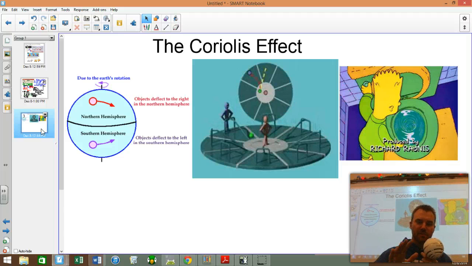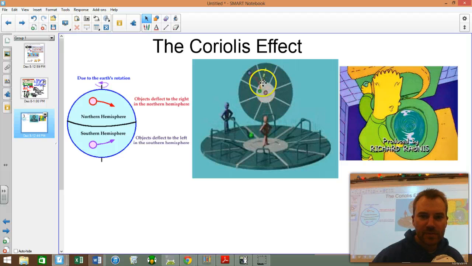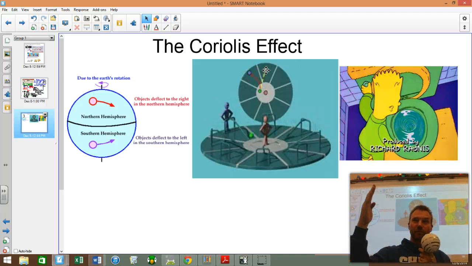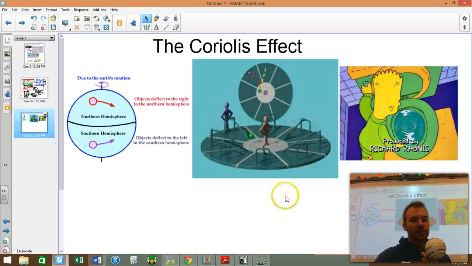The Coriolis effect is just an apparent motion. It's really traveling in a straight line. This yellow line right here, this represents if you threw a ball, all objects move in a straight line. They do, but your frame of reference, you're looking at it from a rotating frame of reference, so from your point of view, it looks like it's curving, but really it's not.